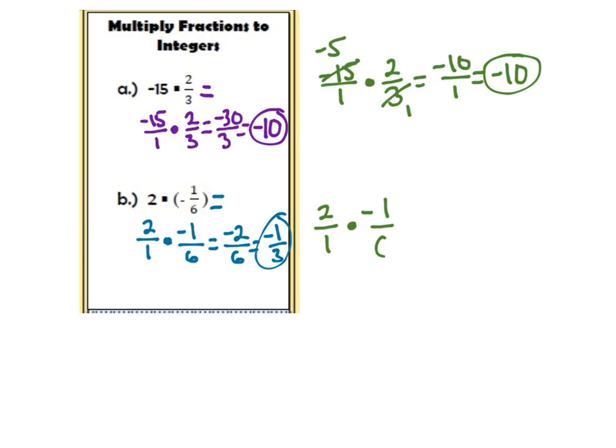And again, I could do that by cross-canceling. 2 oneths times negative 1/6. 2 goes into both 2 and 6, so I'm going to reduce both by 2. 2 divided by 2 is 1. 6 divided by 2 is 3. Multiply across my numerators, I get negative 1. Multiply across my denominators, I get 3. Negative 1/3. So I kind of saved time because I moved this step into right here when I worked with my original problem.